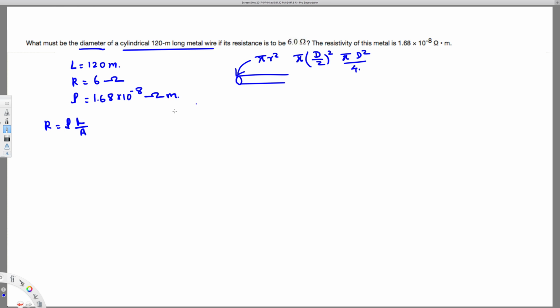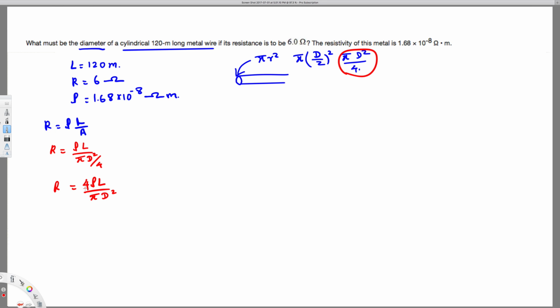And we can replace A with this value right here. So let's replace this one. So this is going to be R is equal to rho L over pi d square by 4, right? We can bring this 4 to the top, and that's going to become 4 rho L divided by pi d square.